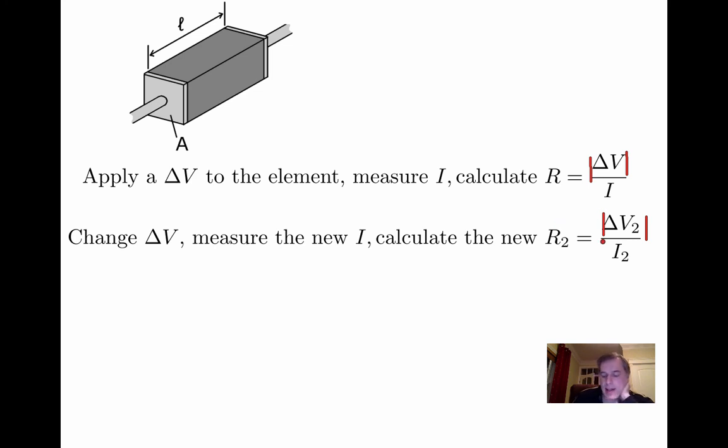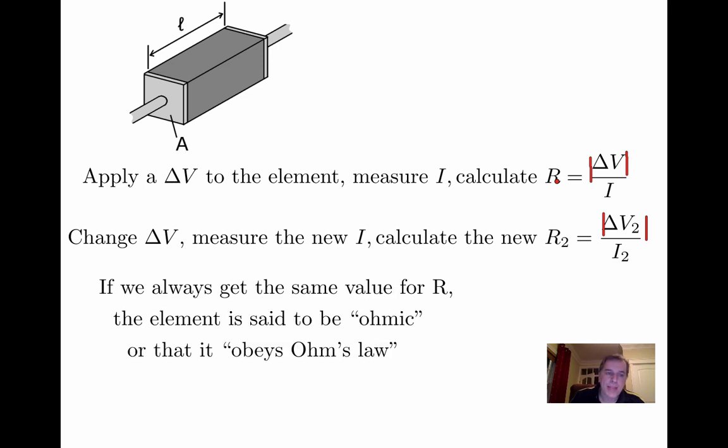Those are special. There's other elements that if you apply different delta V, you can calculate a new R. You change delta V, you get a new current. You can always calculate this thing here. You get the value of R. But this new R might be different from the R before. Okay. So if we always get the same value of R, no matter what the delta V applied, you apply new delta V, you get a new current. You do the ratio, you get R. Change delta V, get a new current, calculate the ratio again.